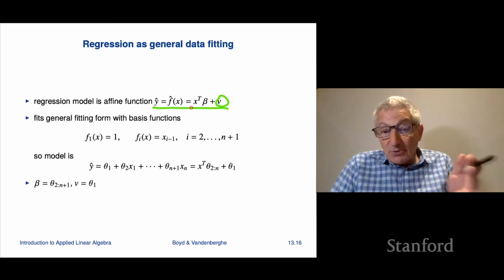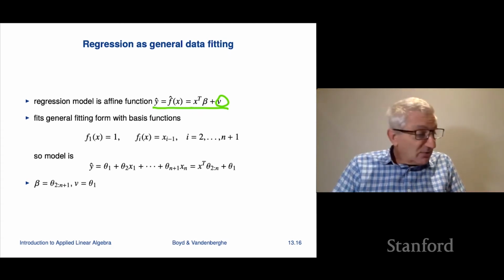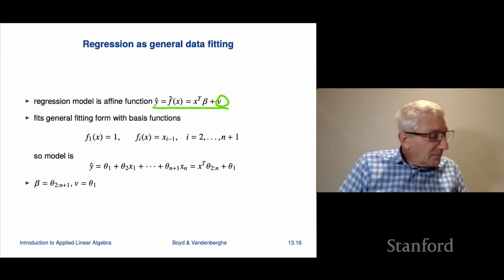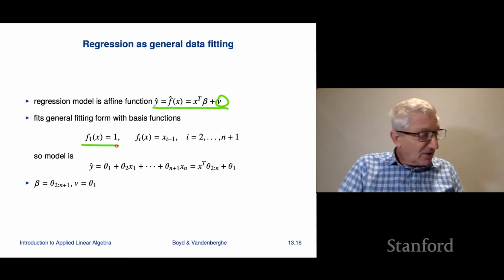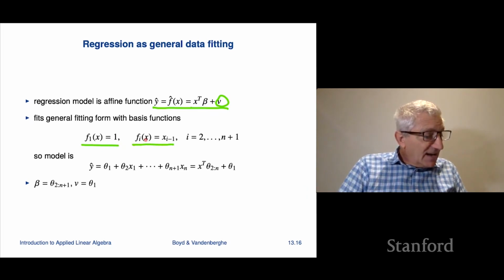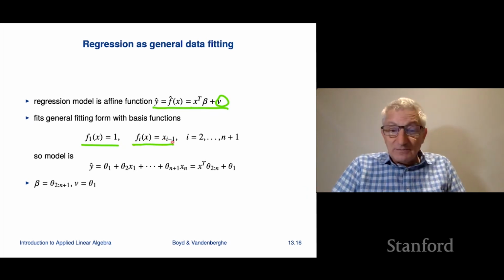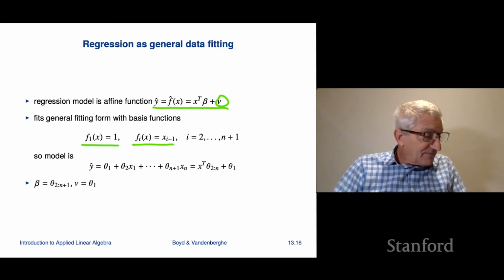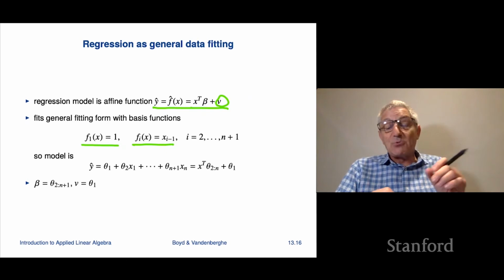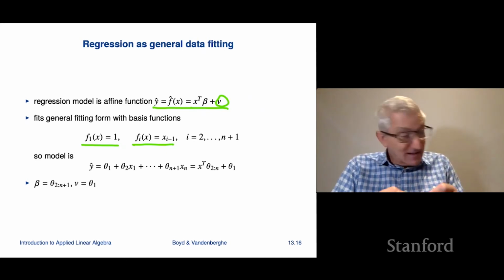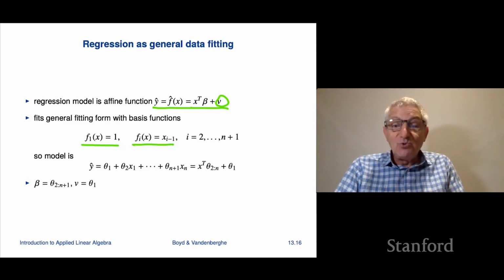Now we can make a regression model fit our general framework. All we use is the following basis functions. We use f1 is 1. We've seen that many times so far. And then fi of x is x_{i-1}. So literally, the first one is 1. The next one is x1. That's actually what we would call f2 of x is x1, and so on.